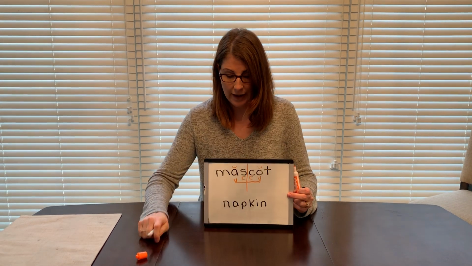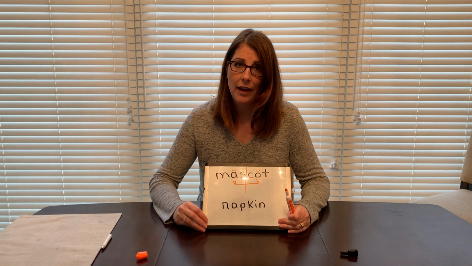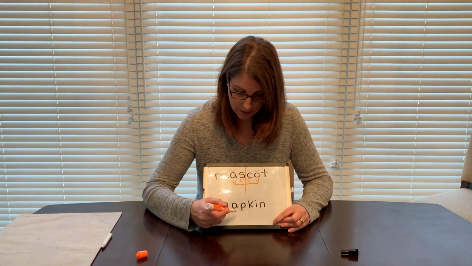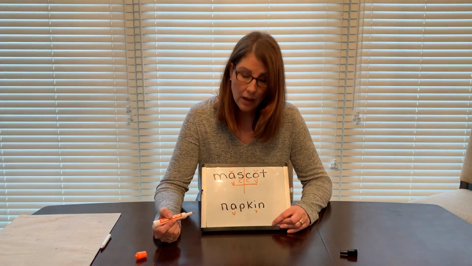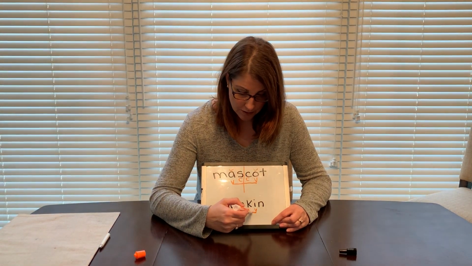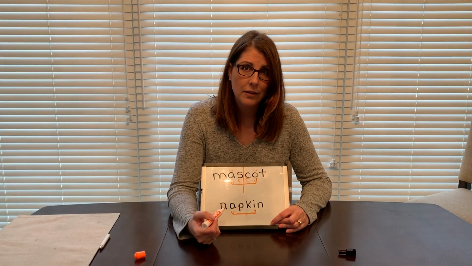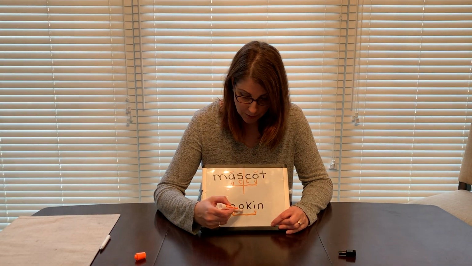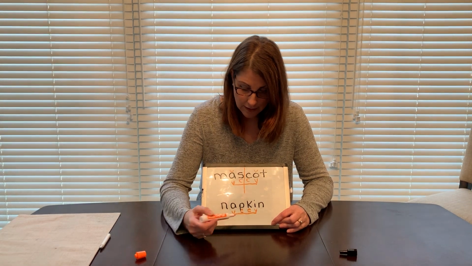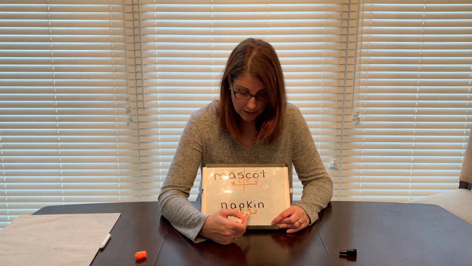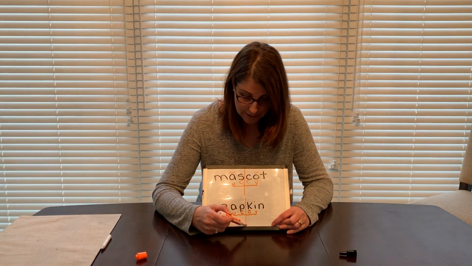All right, so we have the word napkin. The first thing we want to do is find the vowels and mark them with a V. There's a vowel here, and then we have a vowel here. Then we're going to draw our bridge. And what kind of letters are in between the vowels? They're consonants, so we write C, which stands for consonant. Now remember, when I have a vowel, consonant, consonant, vowel pattern, I divide between the 2 consonants.